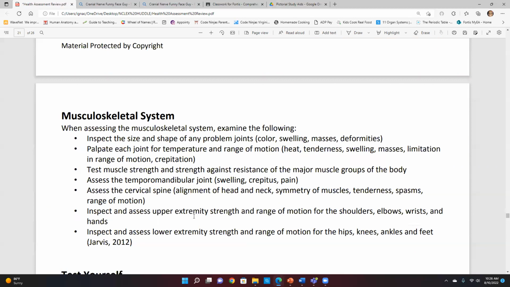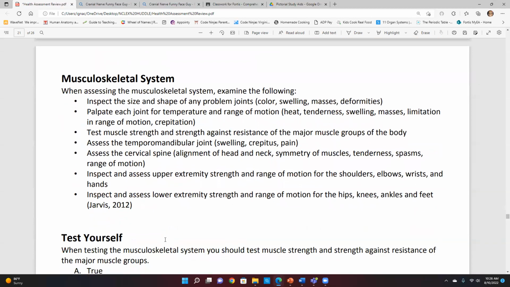Okay, so I'm going to continue on to the musculoskeletal system. We're looking for range of motion. We're looking at the joints. We're testing muscle strength. A lot of the assessment for the musculoskeletal is going to be similar to what we saw in the neurological exam as far as muscle tone, symmetry, that kind of thing. We're also going to be assessing the spine, right? We're going to be looking out for curvatures of the spine.